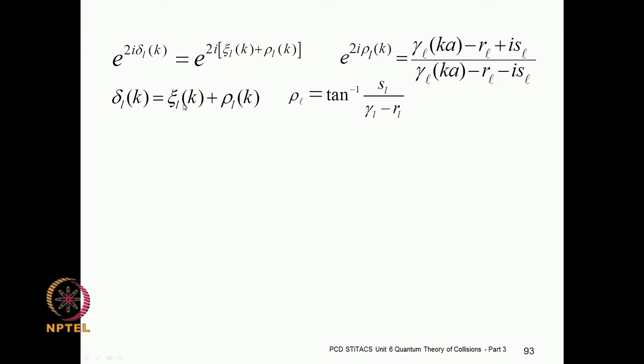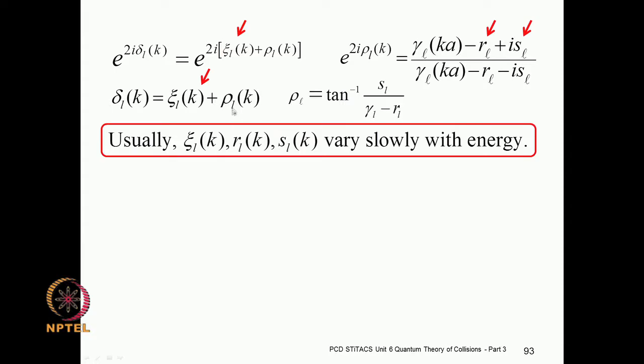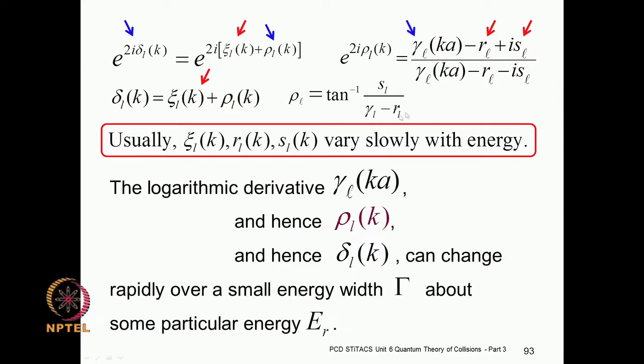Okay, so this is the net phase shift which we have now written as a sum of these two parts. These functions, the hard sphere component, and these functions R and S, these usually change with energy but only slowly. Nothing dramatic is happening to them. What is happening at the resonance is that this gamma changes rather dramatically, as a result of which rho changes dramatically, as a result of which the net phase changes dramatically, and the net phase ends up going through a change in pi. Okay? So, the origins are in the details of the dynamics of the collision process, because gamma is the logarithmic derivative of the radial solutions.